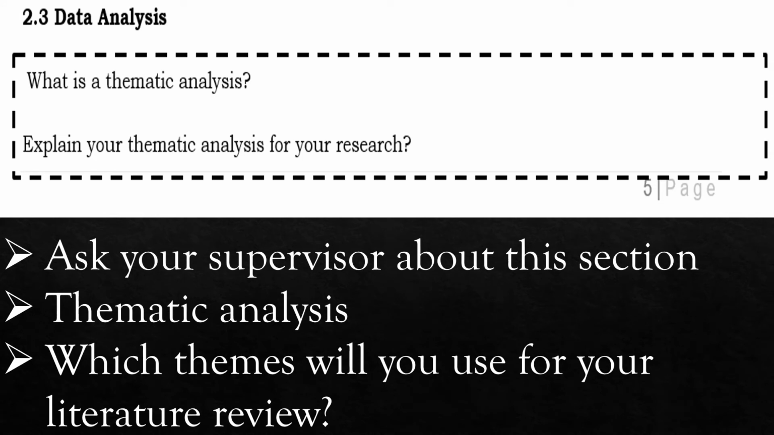So think about which themes you will use for your literature review. Most students will use their objectives. 99.9% you will use your objectives as themes. So the first objective around prevalence will be a theme. Second objective about factors will be a theme. Third objective about outcomes will be a theme. Fourth objective about government intervention will be a theme. So you will use these themes in your literature review.